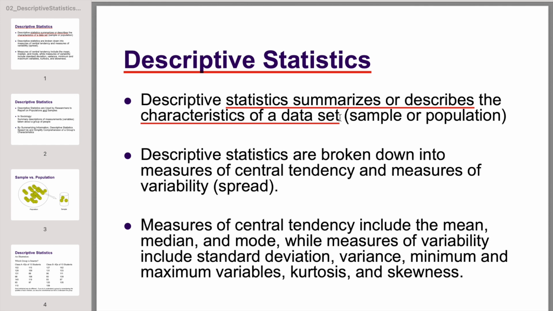Descriptive statistics can be categorized. One category is the measure of central tendency, and another category is the measure of variability or spread. We will see examples of both of those shortly. So, the first one, the central tendency, will include descriptive statistics such as mean, median, and mode.